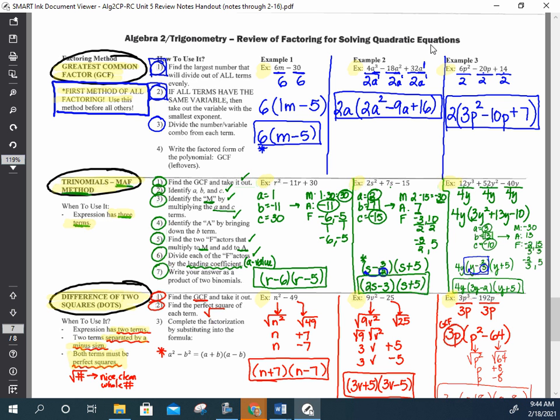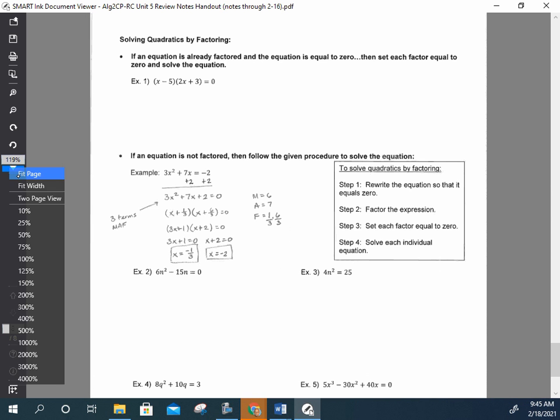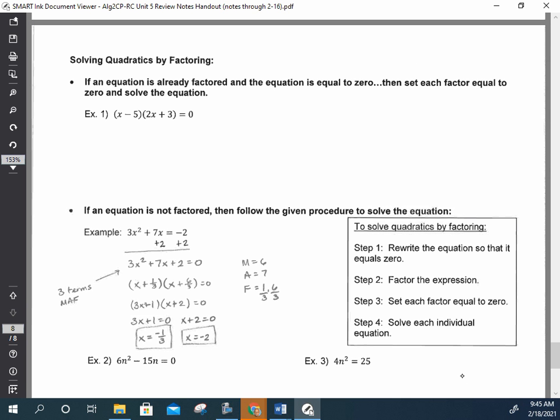So now we're going to use these methods to solve an equation by factoring. Solving an equation by factoring requires the equation to be equal to 0, requires us to factor it, and then requires us to solve out the problem.